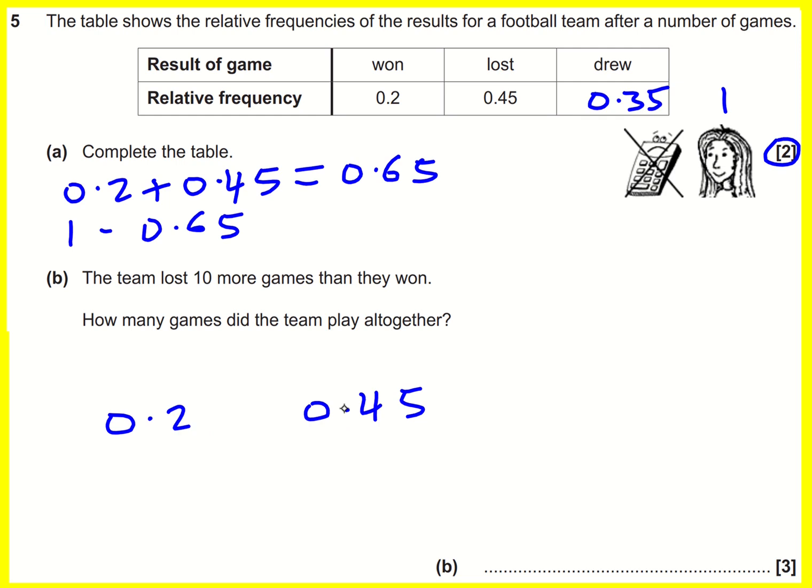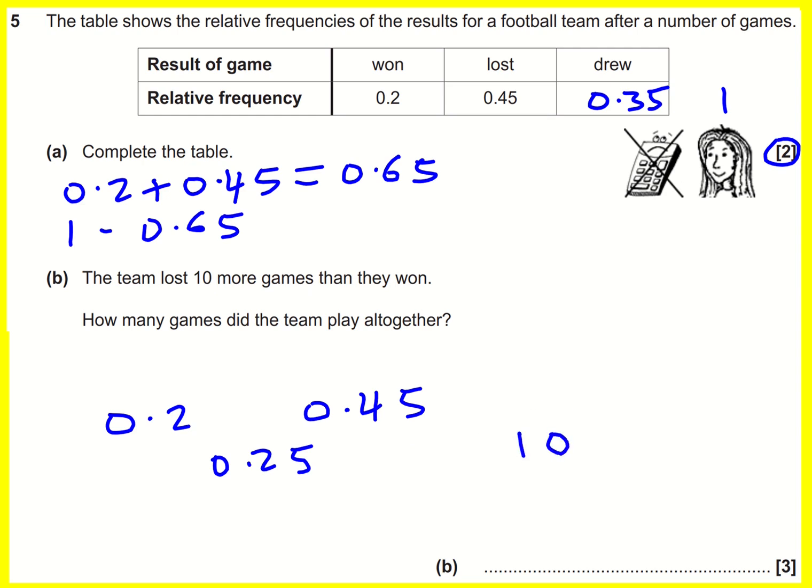They lost 10 more games than they won, so they lost 0.25 more of the time as such, and so that is going to be worth 10 games. It's the difference, because they lost 10 more games than they won. So I can essentially say that 0.25 is worth 10 games.